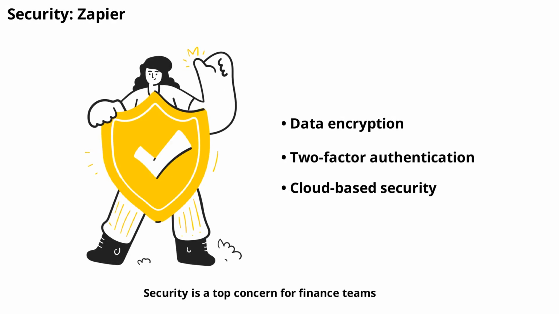Security is a top concern for finance teams, and Zapier takes several measures to protect user data. The platform uses encryption for data in transit and at rest, and offers two-factor authentication for account security. However, as a cloud-based service, Zapier's security controls may not meet the strictest compliance requirements of large enterprises. For most small to medium-sized finance teams, Zapier's security is sufficient, but it's important to review your organization's specific needs.